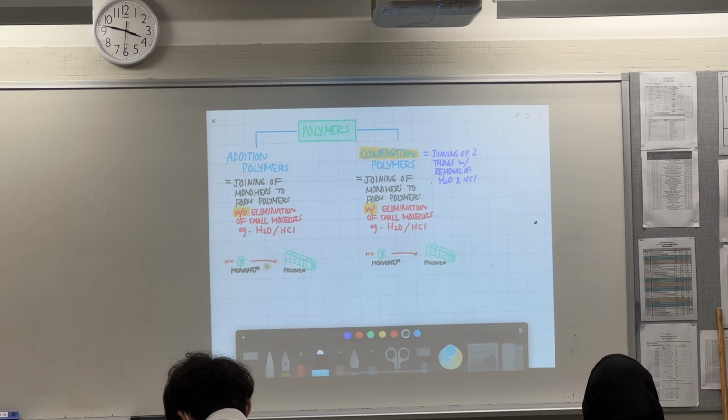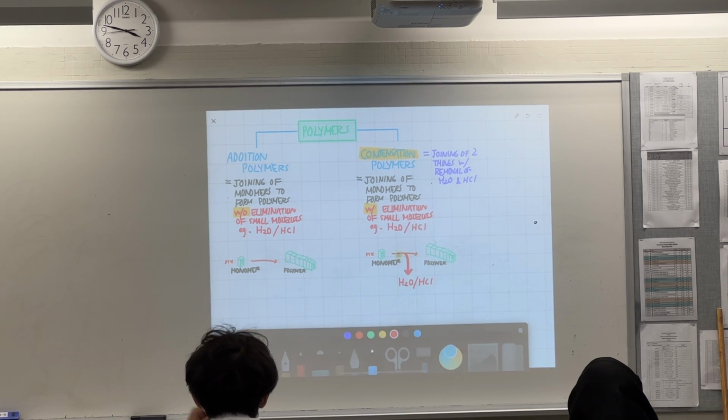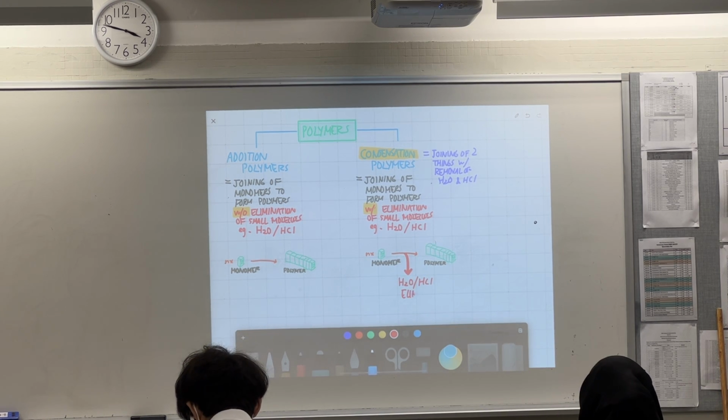There is nothing removed in the process. You see, nothing comes out. You just keep on adding things together. But when you do condensation polymerization, a lot of molecules of H2O or HCl will come out as the monomers join. So whether or not H2O or HCl is eliminated determines which type of polymerization you have.